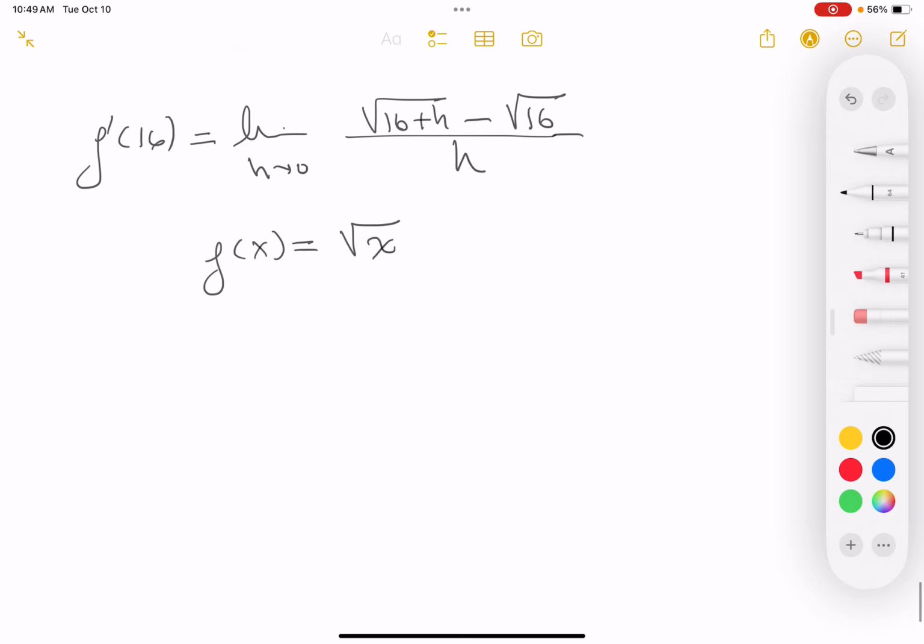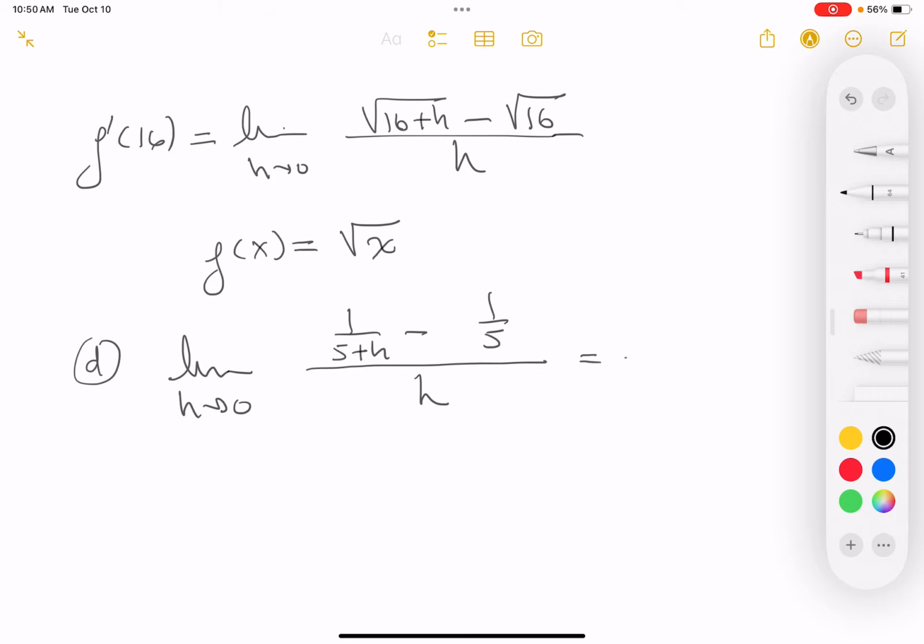Let's go to D now. What's D going to be? Limit h goes to 0. I'm just copying it over again. 1 over 5 plus h minus 1 over 5. And they're not really trying to confuse me at this point. I see this one right away. I'm going to say this is f prime at the number 5. What's the function now? That's what they're asking for as well. Looks like 1 over x. All right, that one's done.